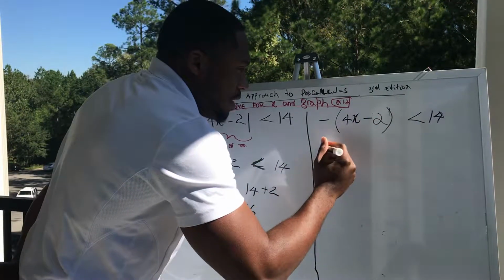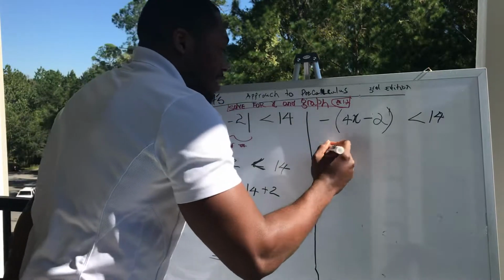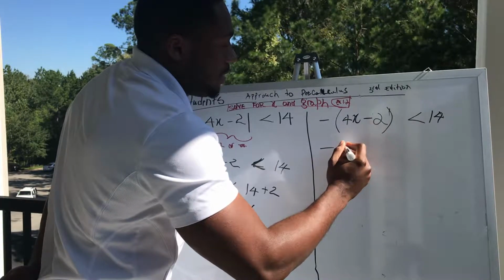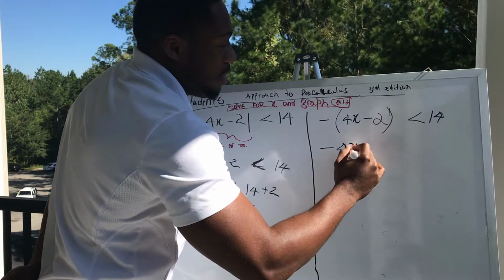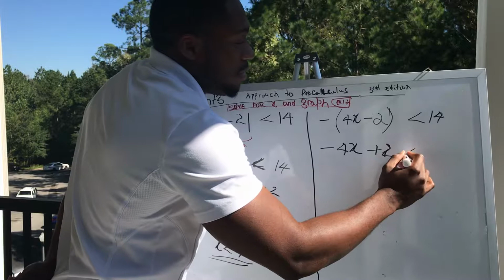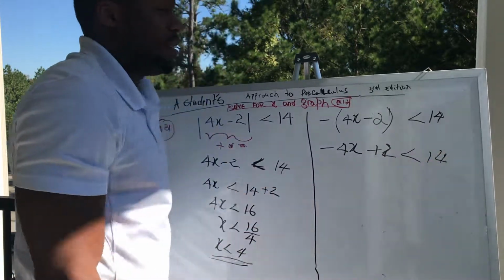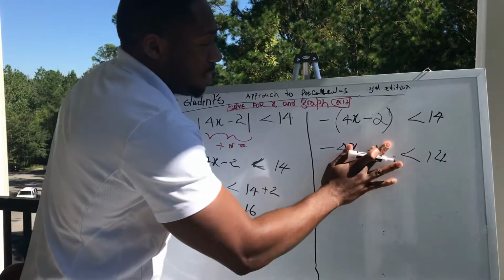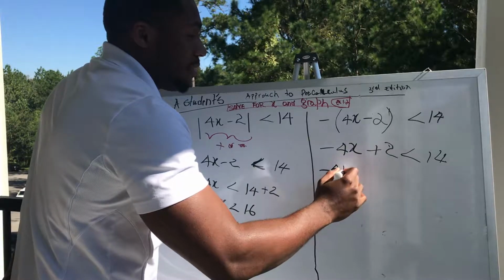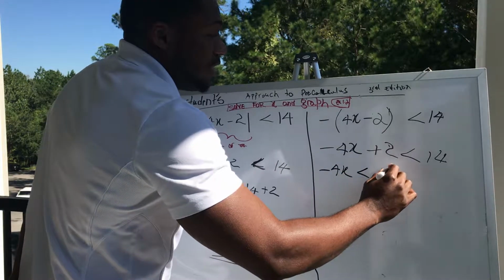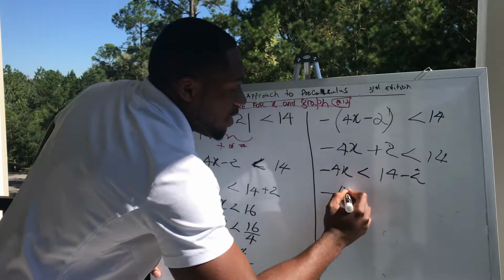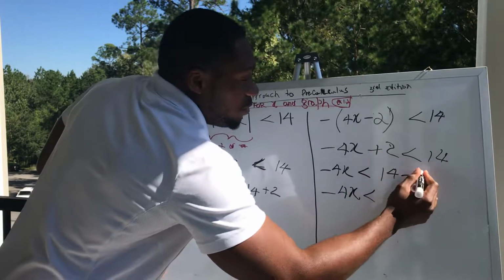The second one we're going to solve the same way. So we bring the negative sign inside the parentheses: negative 4x, negative times negative 2, plus 2, less than or equal to 14. Let me make this look more like a 2 for you. So negative 4x plus 2 is less than or equal to 14. Negative 4x is less than or equal to 14 minus 2, which is 12.